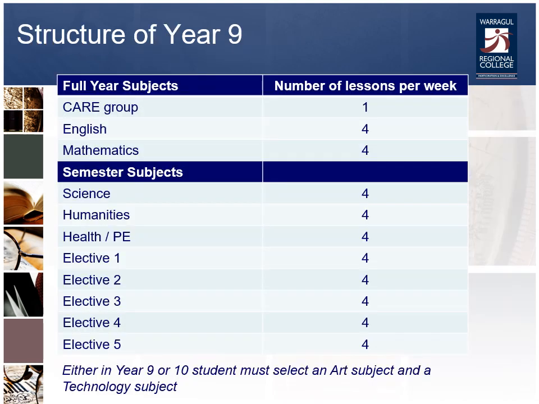The structure of Year 9 goes as follows. Every student will do a care group and a core English and mathematics subject for the full year. The semester subjects are Science and Humanities, and Health and Physical Education. After this, they have 5 elective choices. The elective choices are student-driven and there's plenty of choice available. But please remember, in Year 9 and 10, they must select an art subject and a technology subject across the 2 years.